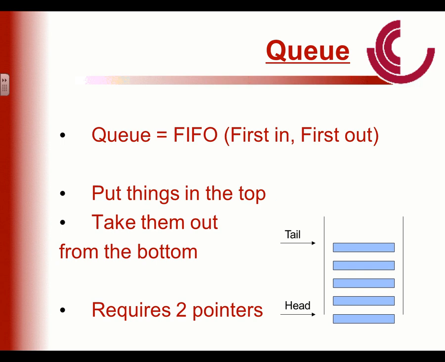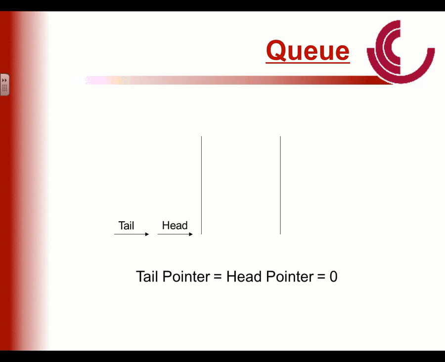So yeah, with a queue, you put things at the top and you take them out from the bottom, or you put them in from the left and take them out from the right, or put them in the bottom and take them out from the top. Doesn't matter, so long as you're consistent. So long as the first thing you put in is the first thing you take out, then things are working well.